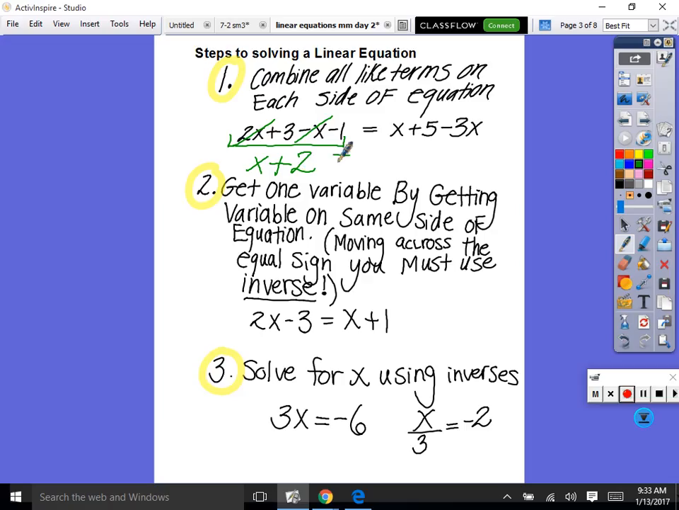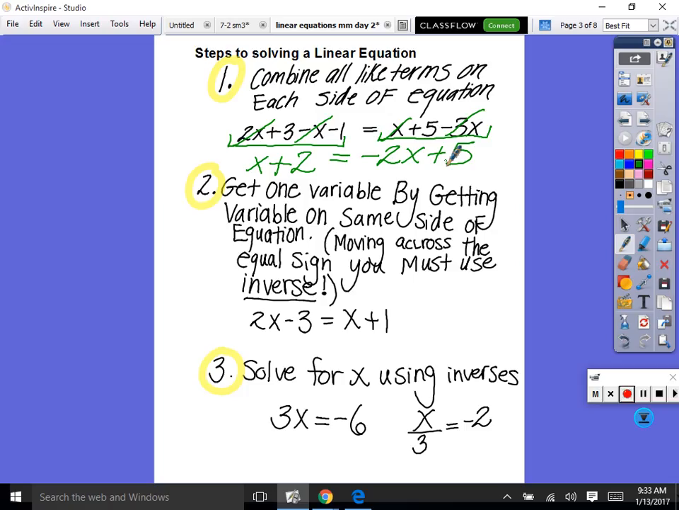Now we still have our equal sign, and I'm going to combine like terms on this side. Oh, x and negative 3x, we're not going to do inverses. We're not moving it from one side of the equation. We're just combining like terms. x minus 3x is negative 2x. So I just took care of those. And then we have our plus 5. Does everybody understand the first step?